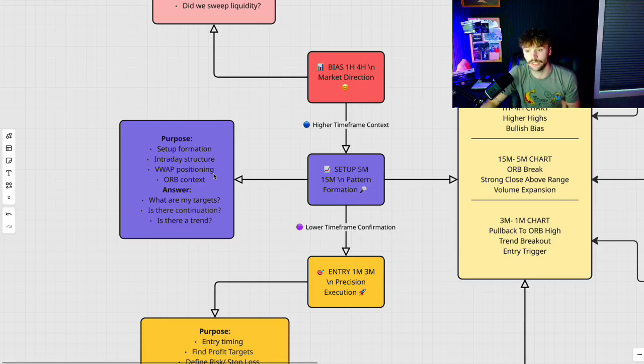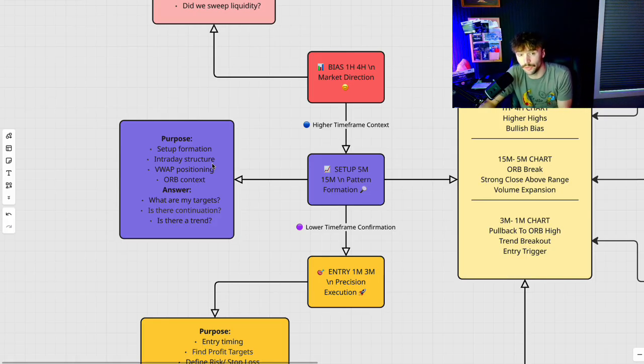So your questions to answer here are: what are my targets? Is there continuation? And is there a trend? You want to understand these three questions. These are very, very important questions, guys. Where are my targets? If we are going to be entering this trade, what am I wanting to target? Am I targeting yesterday's lows? Am I targeting London lows? Am I targeting yesterday's highs? Am I targeting PM highs, etc.?